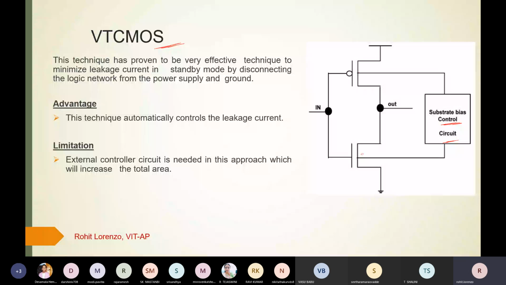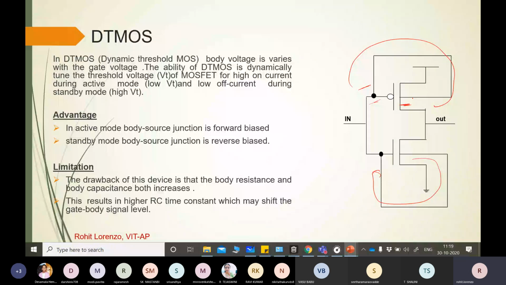Now another technique, that is DT-MOS, the dynamic threshold MOS technique. So what is in this technique? The body voltage varies with the gate voltage. You can see in this technique the body is attached to the gate terminal. The body is also attached to the gate terminal. Okay, so based on the voltages, the threshold voltage will change. So body voltage varies with the gate voltage. The ability of DT-MOS is to dynamically tune the threshold voltages.